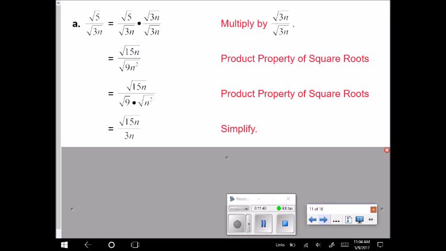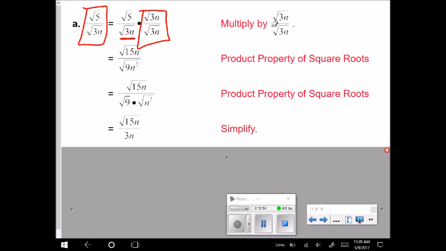Okay, so in this case we have the square root of 5 over the square root of 3n. We've separated out the fraction possibly, but right now this is not simplified because it doesn't meet one of those conditions that we set at the beginning, that there cannot be a radical in the denominator. So what we do is we multiply by the actual denominator, but we're going to multiply by 1 essentially, because if I multiply by the same thing top and bottom, I'm multiplying by 1. So what I'm going to do is multiply by the square root of 3n over the square root of 3n.